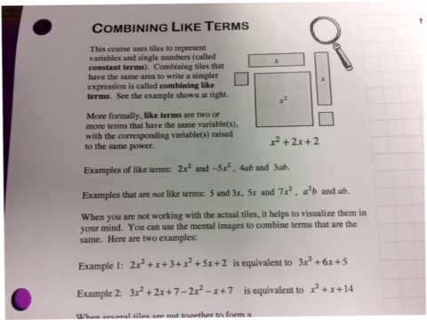Let's begin by reading. This course uses tiles to represent variables and single numbers called constant terms. So the constant term, I'm looking at the expression right here. The constant term is just the number. So that's just the number 2 in the expression. The constant in this expression is 2. Combining tiles that have the same area to write similar expressions is called combining like terms. So when we combine terms that are the exact same, that's called combining like terms.